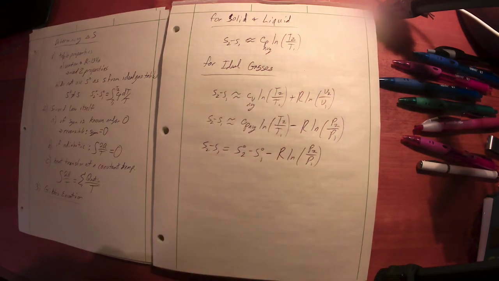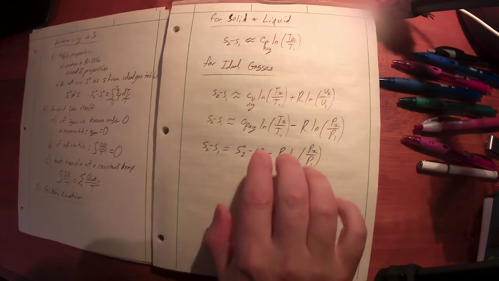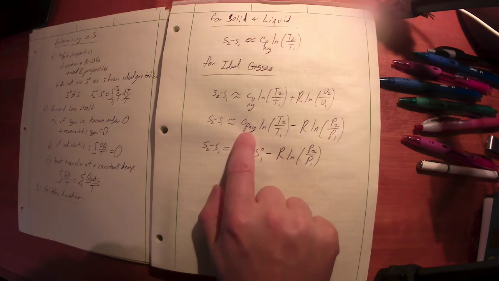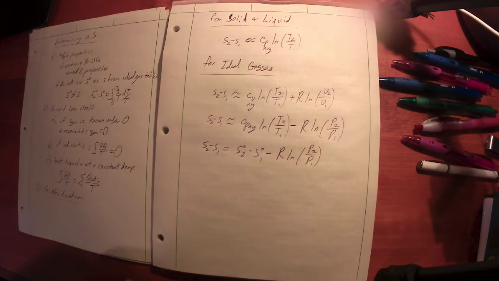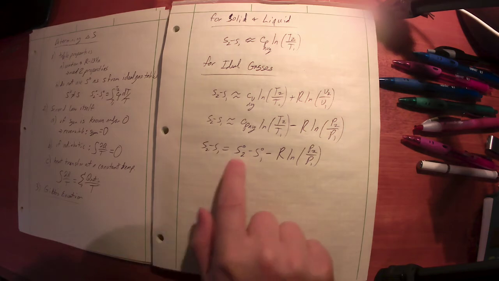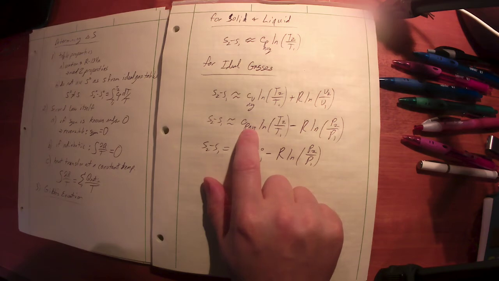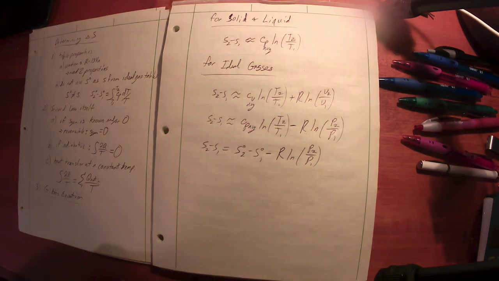Either way works, as we've seen. We saw in the examples, I can get just as good an answer using a good C sub P at the average temperature as I can using the exact S degree values. Take your pick. If you use these, you're probably going to have to interpolate. If you use this, you might have to guess and check. And either way is a perfectly fine way to get to a solution. Both are fair game to show up on the exam.